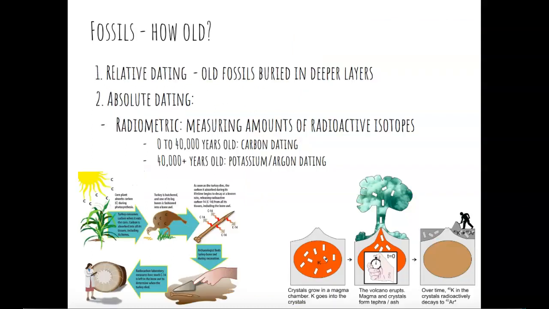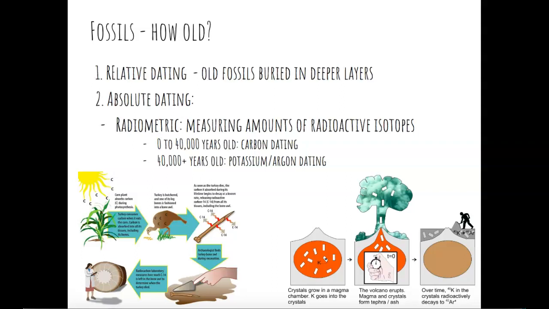One of the most important things about fossils when we find them is to know how old they are. In order to help us fill in those blanks of the fossil record, we need to know how old this fossil is and when in time this type of organism was alive. There are two sort of different categories of methods that we can use to date the age of fossils. The first one is called relative dating, which is where old fossils are buried in deeper layers and younger fossils would be found closer to the surface of the Earth.